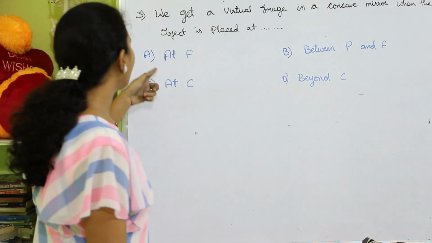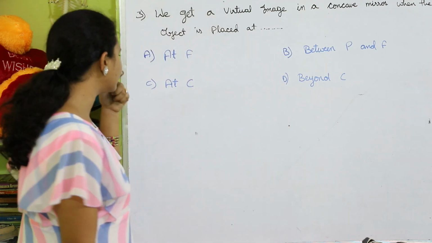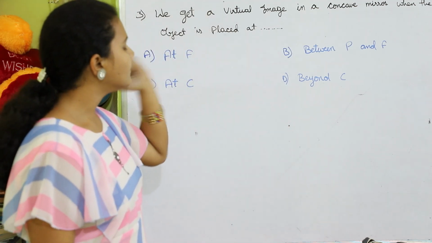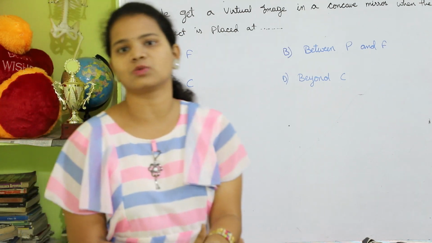Okay. Now here, option A, at focus; option B, between pole and focus; option C, at center of curvature; option D, beyond center of curvature. Now here we get a virtual image. So what is a virtual image, guys?